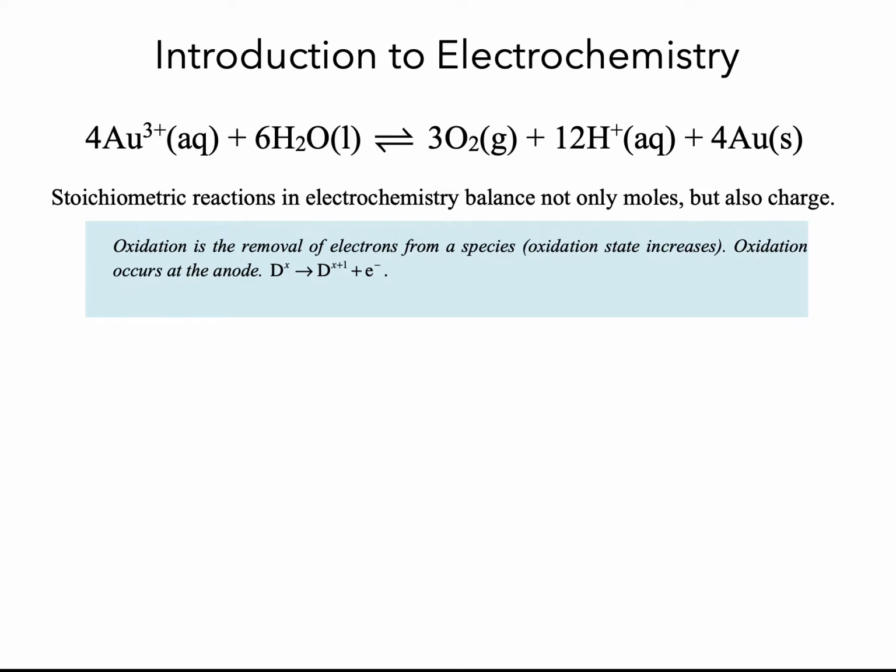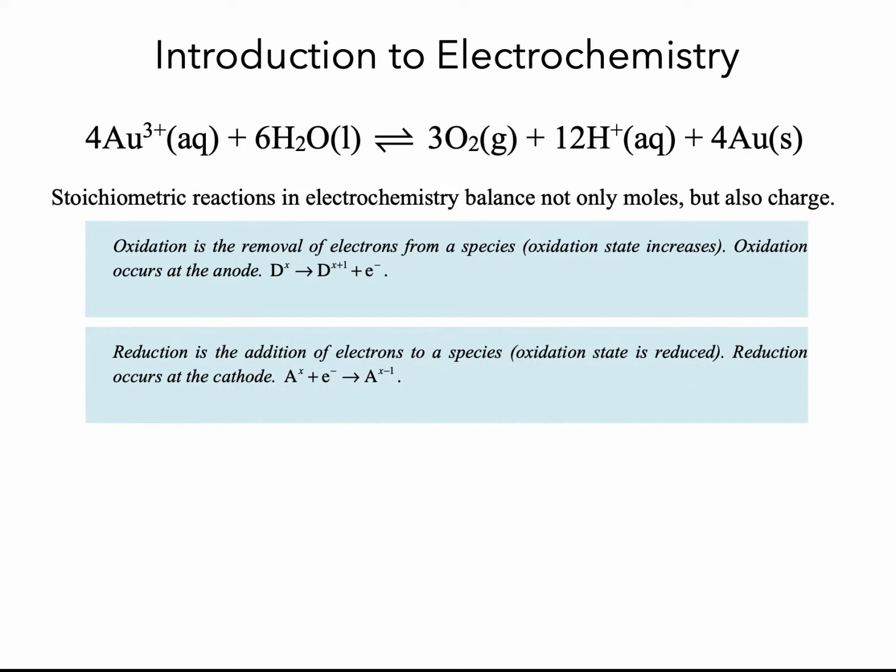Let's define the basic processes in electrochemistry. Remember, if a reaction is going to balance charge, something is going to have to donate an electron, and another species is going to have to accept an electron. Oxidation is the removal of electrons from a species. The electron is negatively charged, so losing an electron increases the oxidation state of the donor. Reduction is the addition of electrons to a species. Gaining an electron reduces the oxidation state of the acceptor.